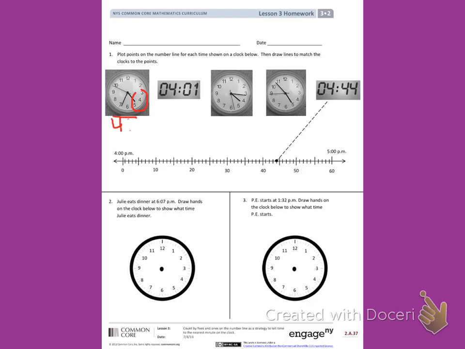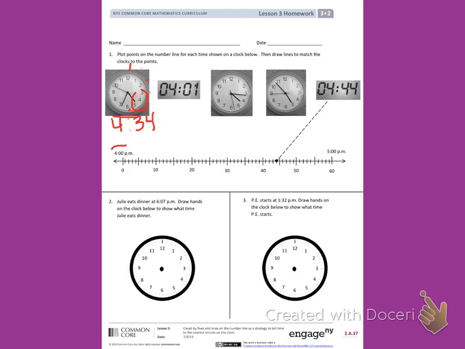Now, if I look at the minute hand and I start counting by 5, starting at 12: 5, 10, 15, 20, 25, 30, and then I count the minutes, 1, 2, 3, 4, I can see that this clock is at 4:34. Now, I'm going to plot that time on my number line.